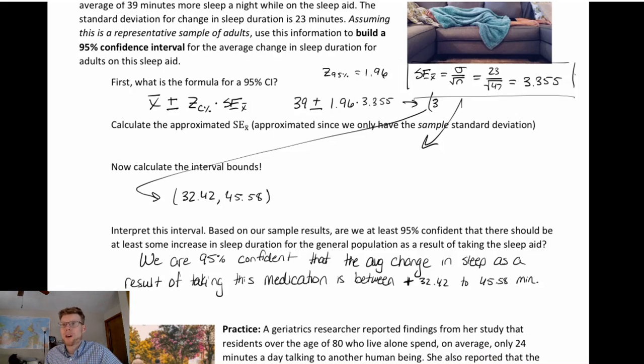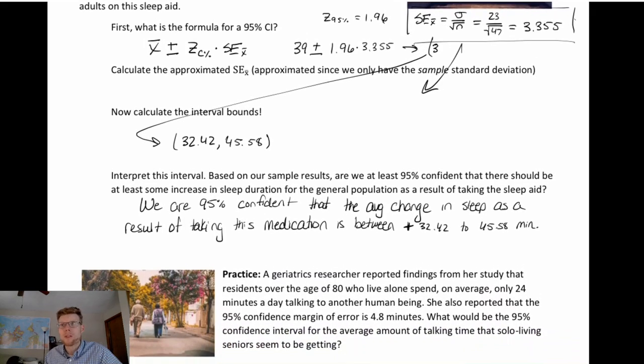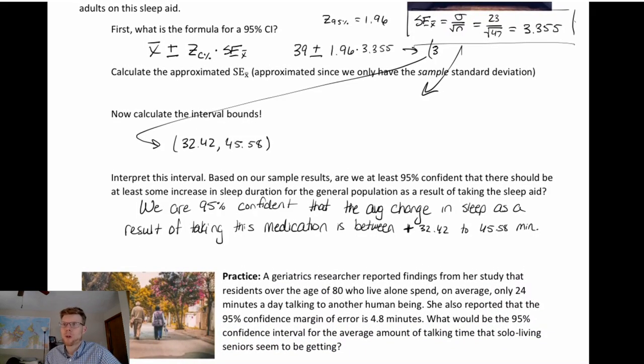So we're 95% confident that mu, the true average change in sleep as a result of taking this medication, is between 32 and 45 minutes. And again, this is not a statement about individuals. This is a statement about the population mean. It's a statement about a parameter. I still might see many individuals outside this range. In fact, I expect that many, if not most, individuals will have results outside this range. This is only an estimate of where the true parameter mu is going to fall in this population.